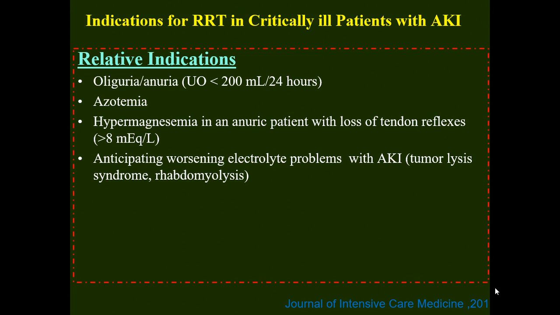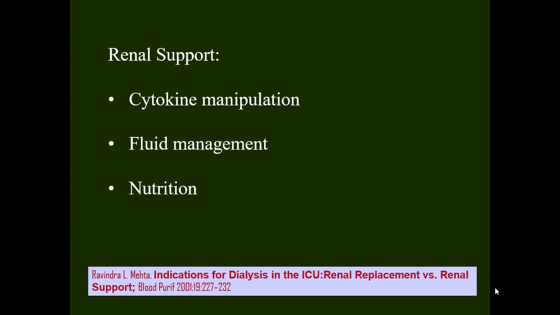Hypermagnesemia in an anuric patient with loss of tendon reflexes, where your magnesium is more than 8 milliequivalents per liter, and anticipated worsening of electrolyte problems in AKI with syndromes like tumor lysis syndrome or rhabdomyolysis. Apart from that, there are certain conditions where the dialysis might help you. These indications have been reported by Ravindra Mehta, one of the stalwarts in the field of CRRT especially. These have been named as renal support indications.